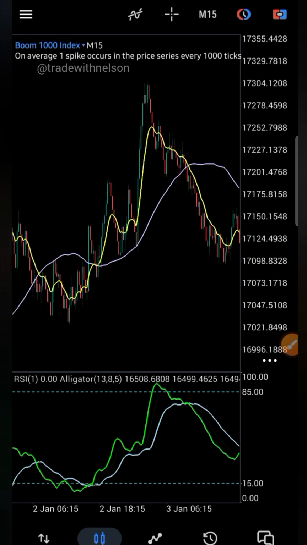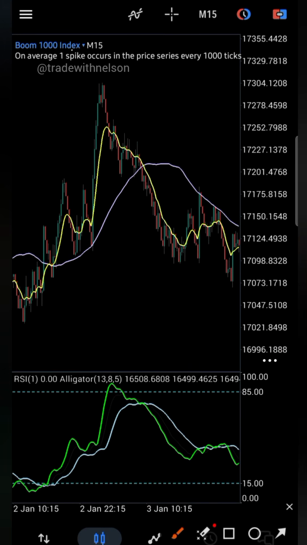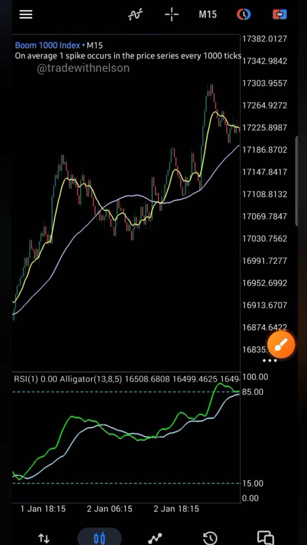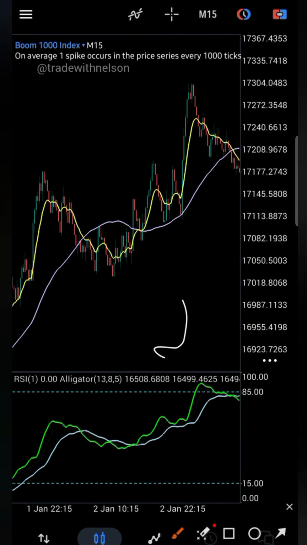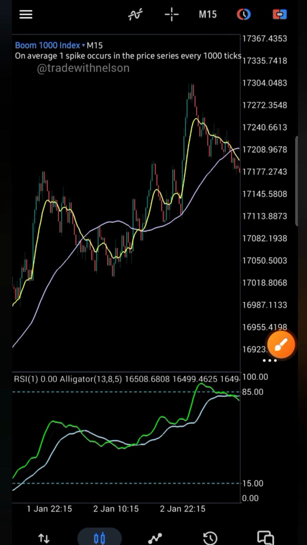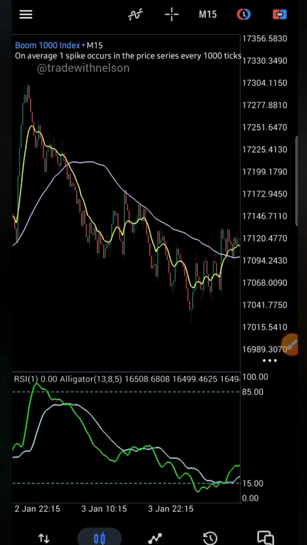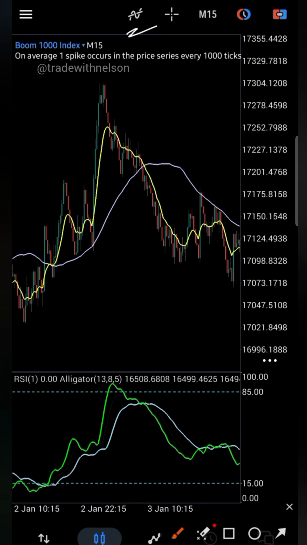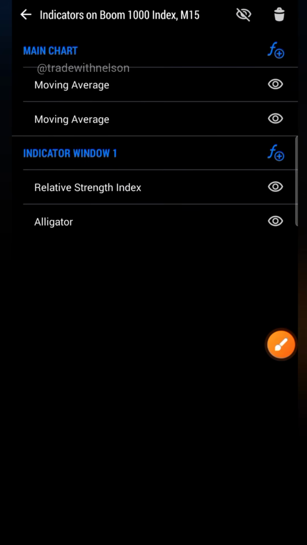So if you look carefully on my chart, this is the Boom 1000 and this is the 15 minutes time frame. This strategy you can use to buy and you can also use to sell, and like I said, it will work on all markets in the derivative index. So click on this indicator icon over here.